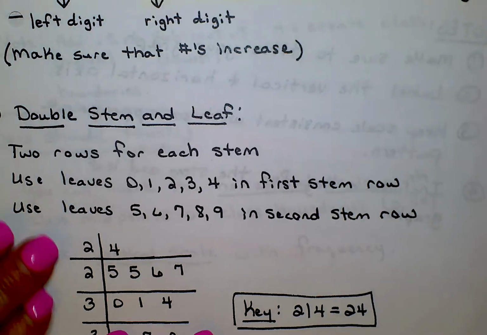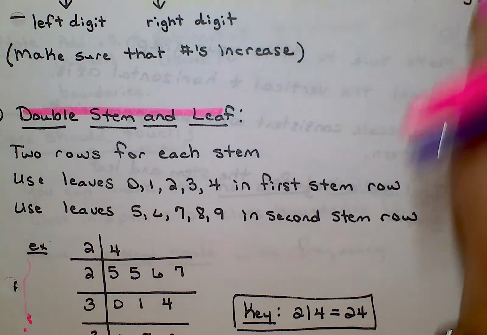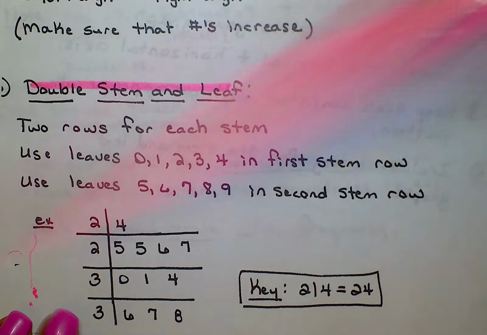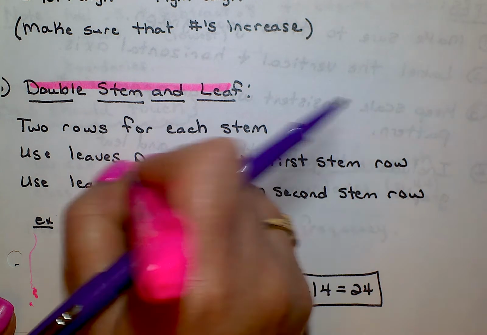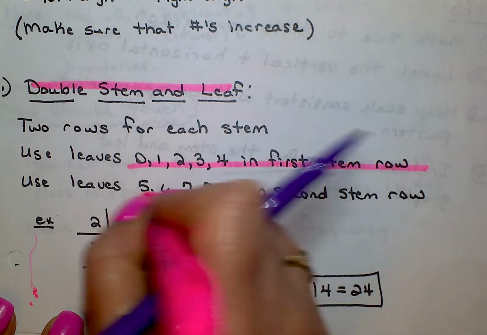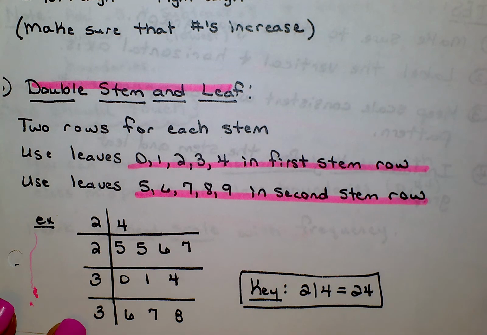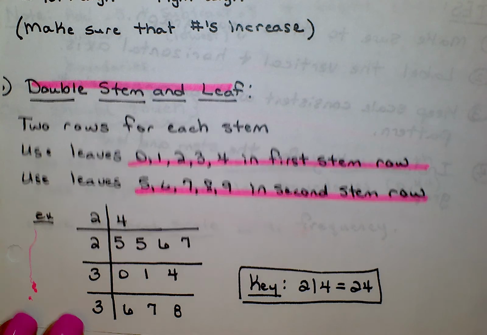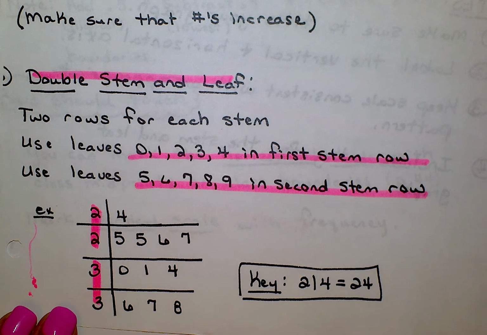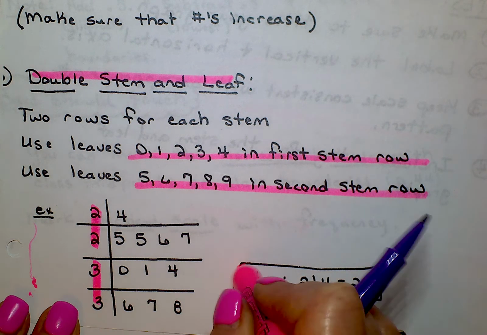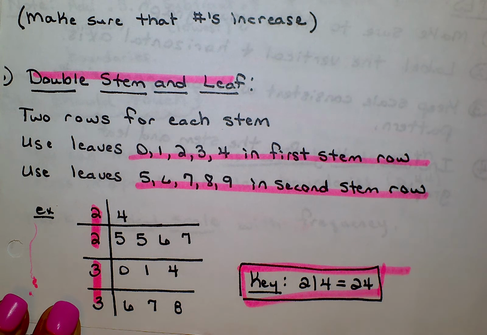For your double stem and leaf, you have 2 rows for each stem. You use the leaves 0 through 4 in the first stem row. In the second stem row, you use 5 through 9. So remember, you have double the stem, like double scoop of ice cream. Don't forget to include a key.